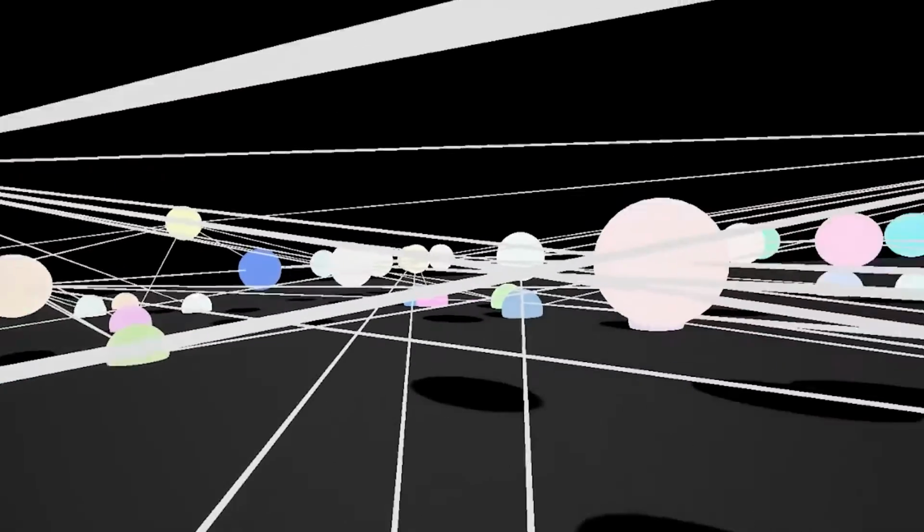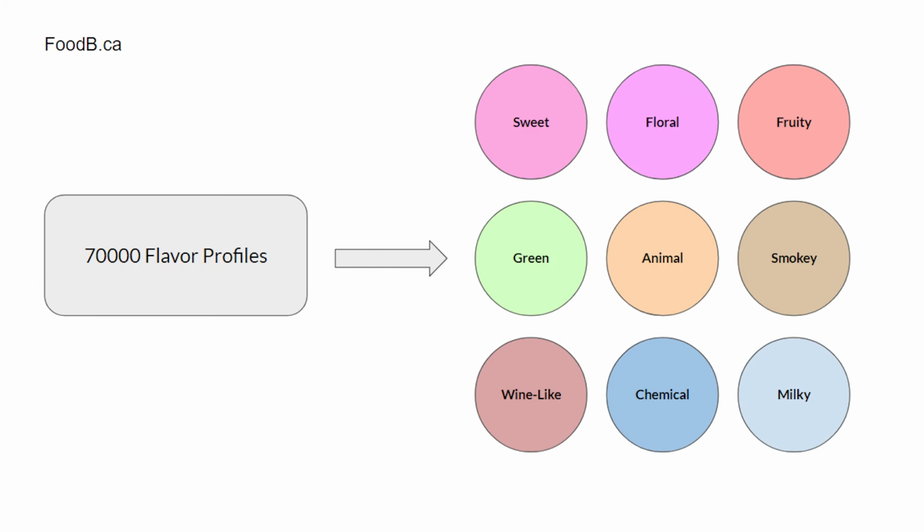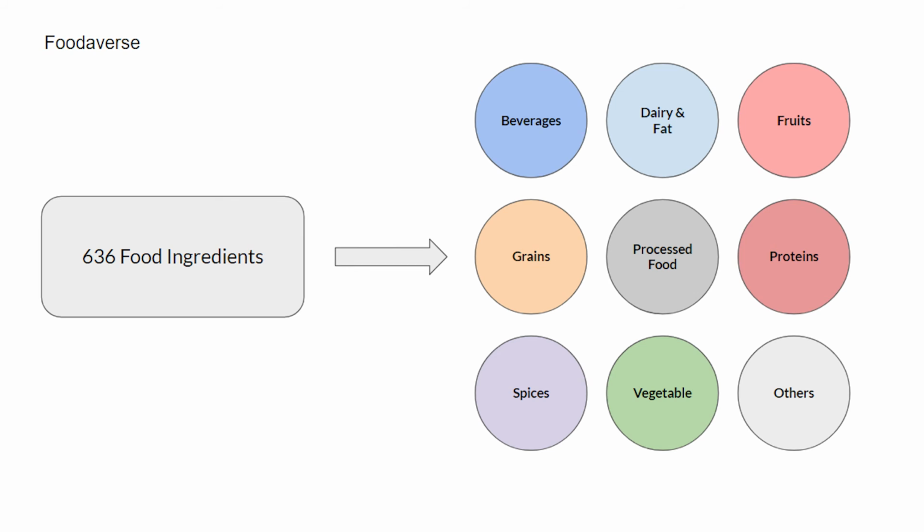But first, let's take a look at our dataset. We use the FoodB dataset, which covers more than 790 food entries and over 70,000 flavor components. We were able to visualize 636 food ingredients in the end and categorize them into 9 food groups, and then parsed all the flavor compounds into 9 categories. Each category corresponds to a color.